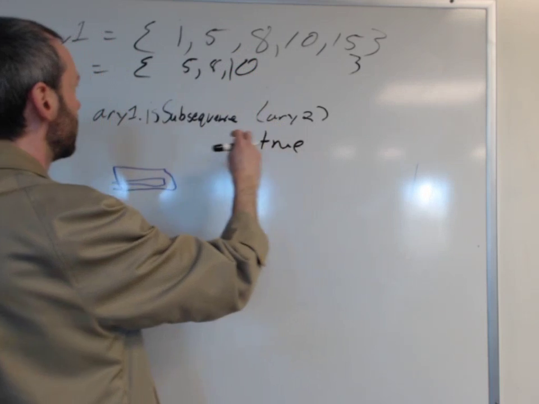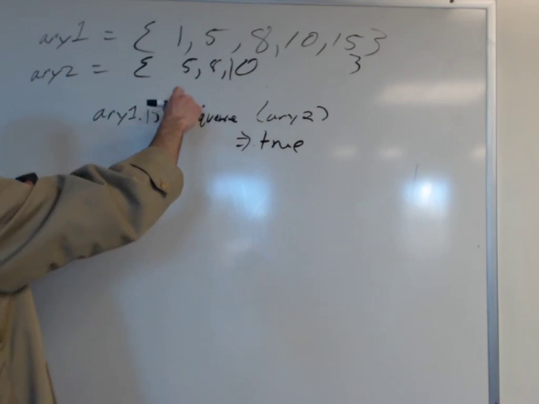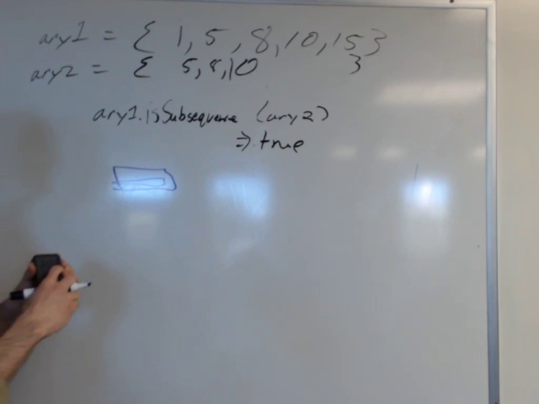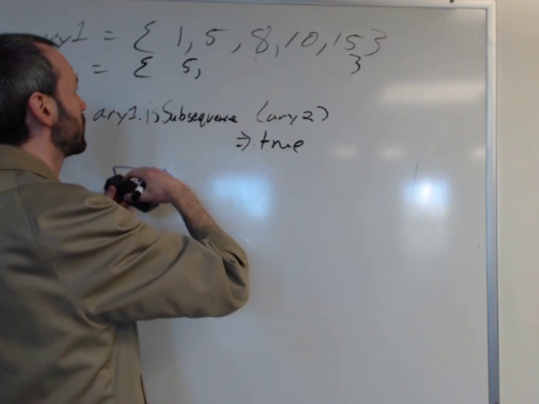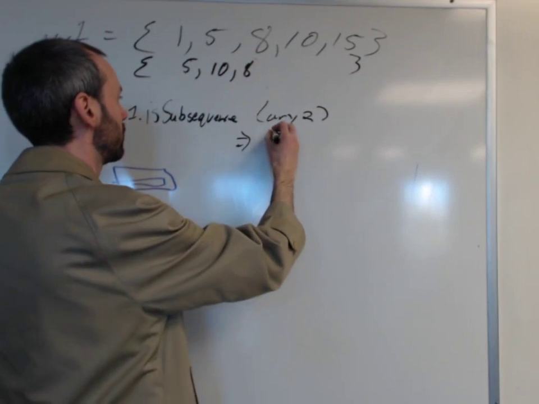Another way of saying it, 5, 8, 10 exist right here. So somewhere in here, this sequence of numbers exists. And it has to be in that order. So 5, 8, 10 would be true, but if I switched it and did 5, 10, 8, that would be false.